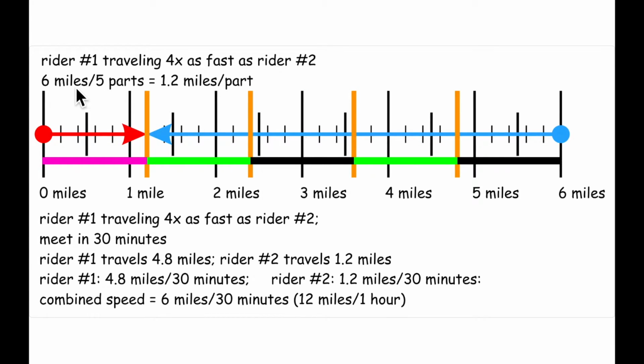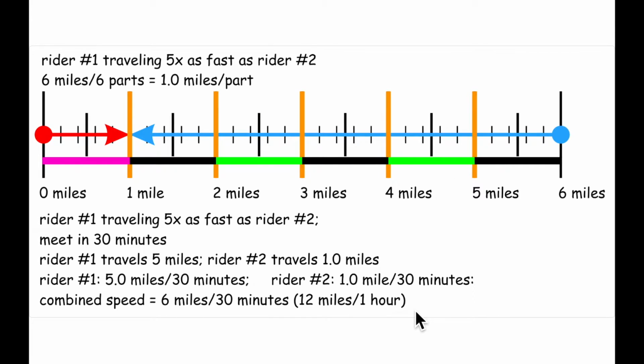4 times as fast, so 6 miles divided by 5 equal parts. So you have to add 1 more part to get what is equal to rider number 2. And then rider number 1 is 4 times that. So 6 divided by 5 is 1 2/10 miles. That's 1 part. That's the distance that rider number 2 is riding. And then 4 times as much is 4 8/10 miles. So the speed, 4 8/10 miles per 30 minutes, 1 2/10 miles per 30 minutes. This is 4 times as fast. And remember, their combined speed is always in these problems going to be 6 miles in 30 minutes, or 12 miles per hour.